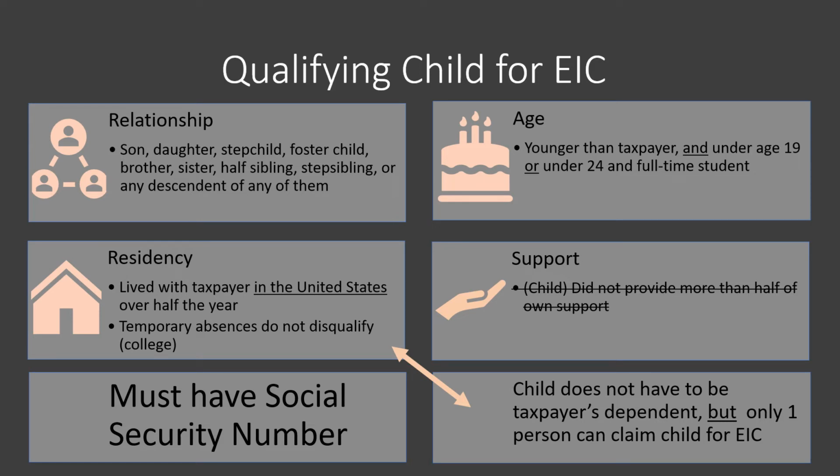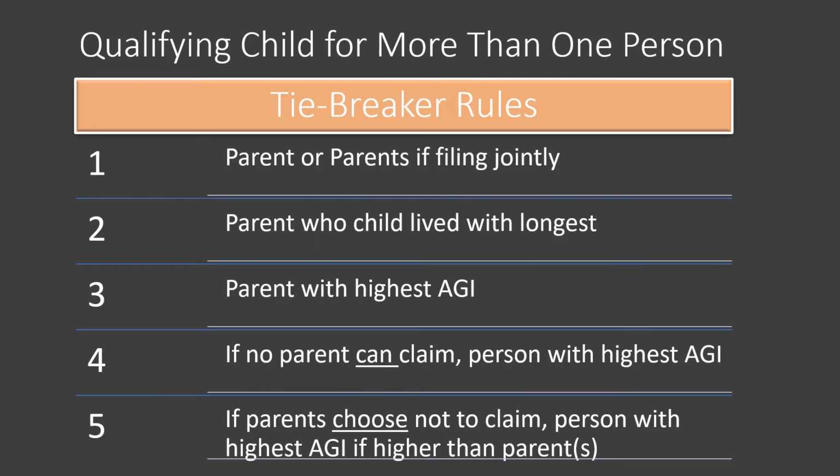So sometimes we have multi-generational homes where a parent could claim the child or a grandparent could claim the child. Only one of them is going to get to claim the child, and only one of them is going to get to use the child for earned income credit. And let's look a little bit more at how that works out in cases of split parents and multi-generational homes.